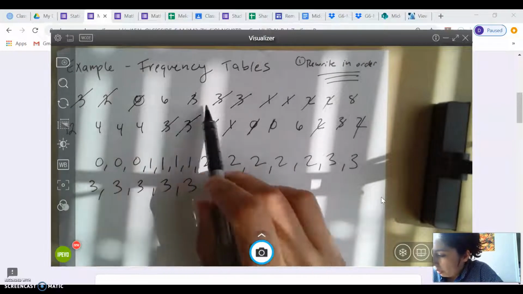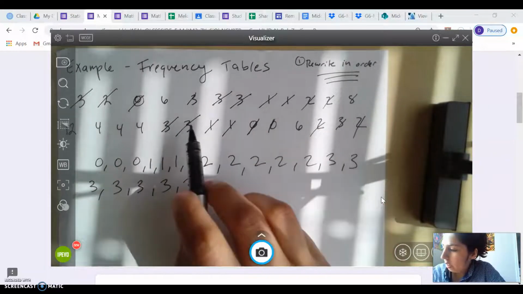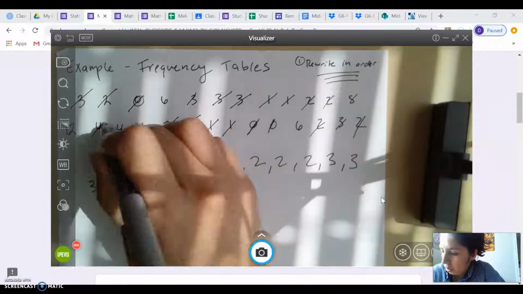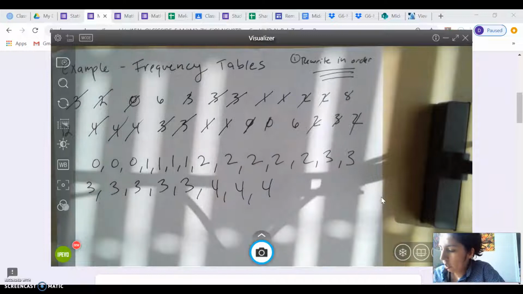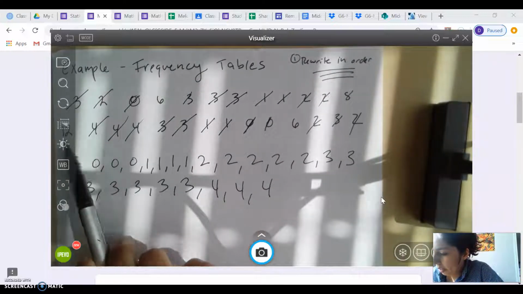I'm moving on to my 4s. Again, I'm scanning to make sure I don't miss anything. First row, no 4s. Here's a 4. Let's cross it off. Here's a 4. Cross it off. Here's a 4. Cross it off. All right, boom. I don't see any more 4s.